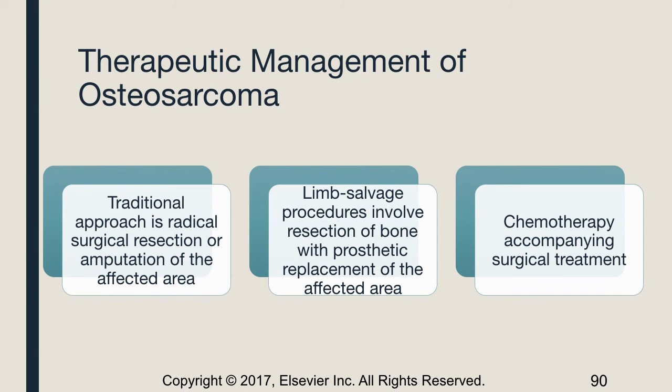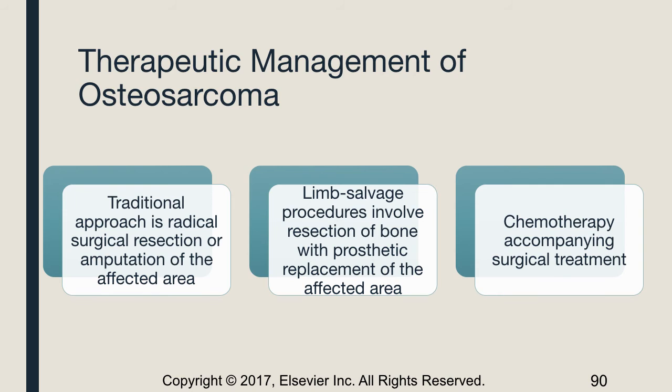For the therapeutic management of osteosarcoma, the traditional approach is radical surgical resection and amputation of the affected area, but they're starting to do more limb salvage procedures involving resection of the bone with prosthetic replacement of the affected area. So in other words, they're putting a prosthetic bone in when they take out the affected bone.